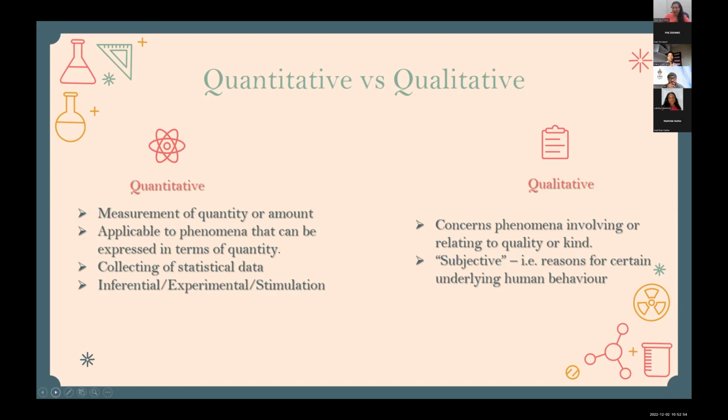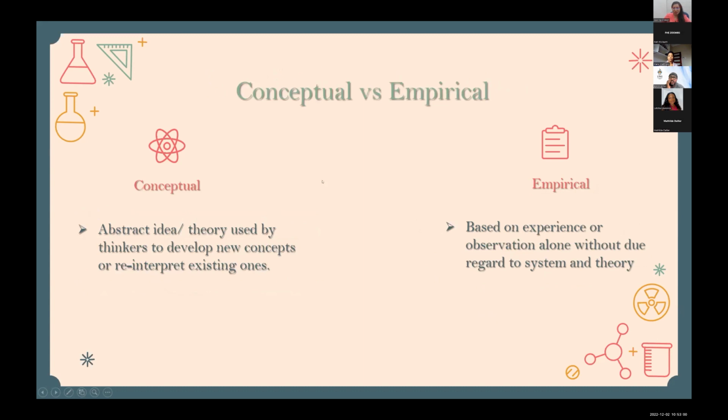And you would, in that case, collect your own data, do interviews, and so on. So conceptual versus empirical. Now, conceptual research is used a lot in literature. So usually you would deal with an abstract idea, theory used by thinkers to develop new concepts or reinterpret existing ones.